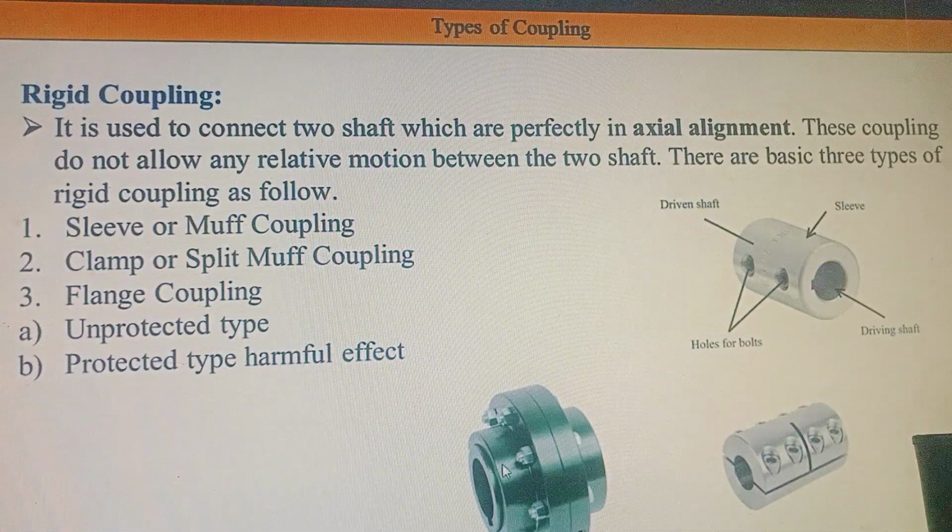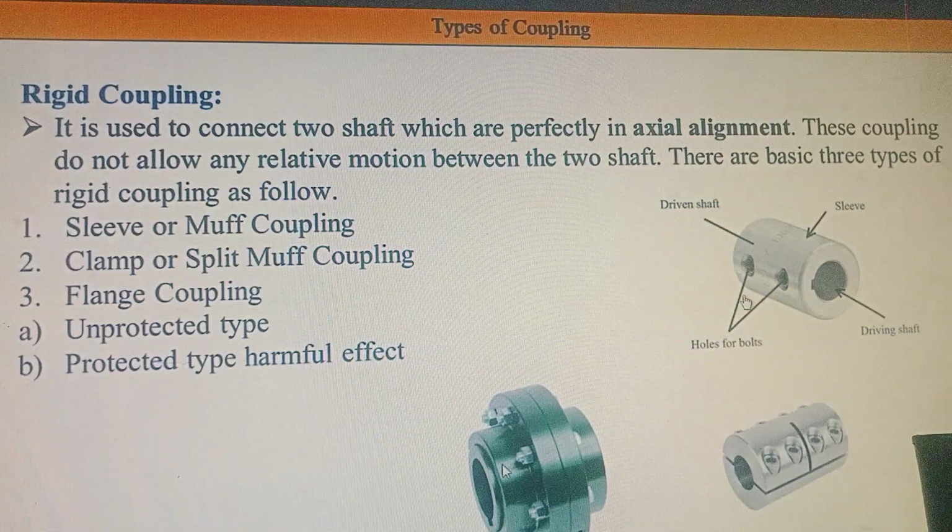It is used to connect two shafts which are perfectly in axial alignment. These couplings do not allow any relative motion between the two shafts. There are basic three types of rigid coupling as follows. So number one is sleeve or muff coupling. The figure shows the sleeve or muff coupling.